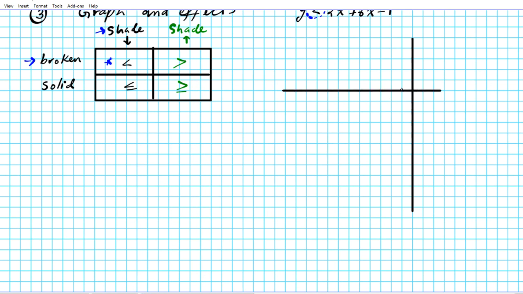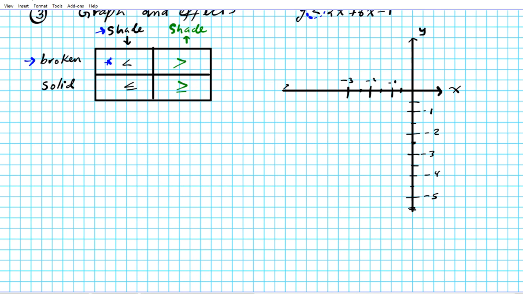Let's call this 0.5, that's 1, 0.5, that's 2, 0.5, that's 3. So this is negative 1, negative 2, negative 3. And then for the y, 0.5, that's negative 1, 0.5, negative 2, 0.5, negative 3, 0.5, negative 4, 0.5, negative 5, and then negative 5.5 right here. Okay, so this is our y-axis, this is our x-axis.